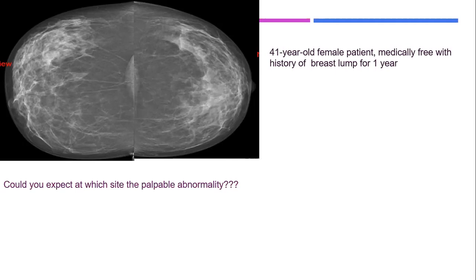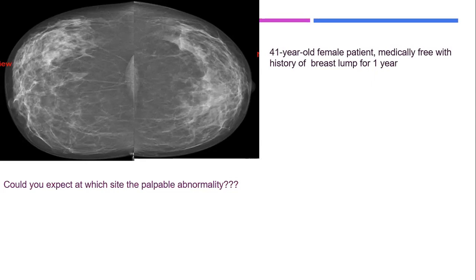Okay. Any other suggestion? Left outer. Okay. Any other suggestion? First of all, what is the ACR density of this breast? C density. ACR 2. Okay, this is C, excellent. But C toward D or C toward B? Toward D. D.